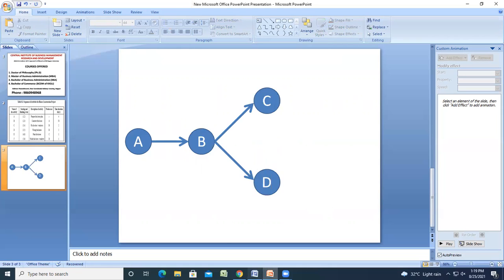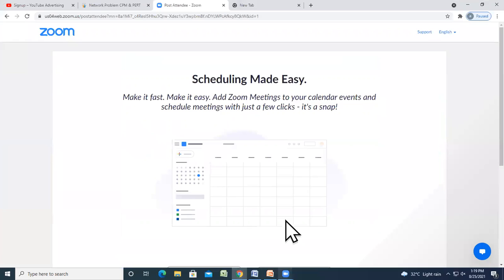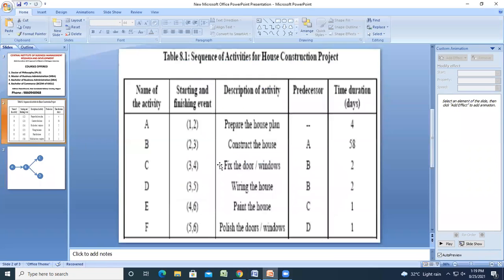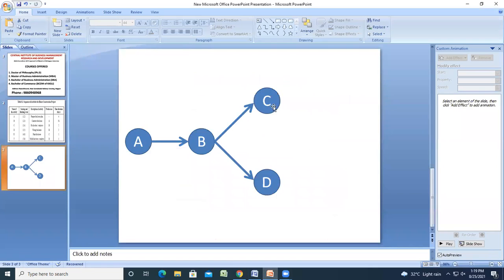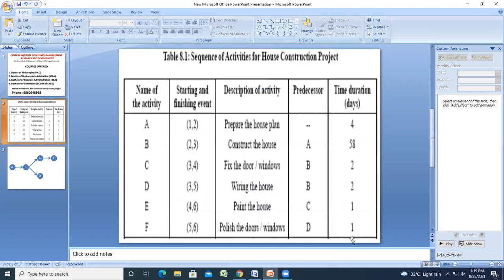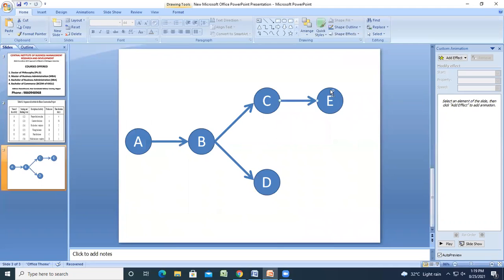Now, the next activity is activity E. Activity E is starting from activity C. So we have made activity E, which starts from activity C. Similarly, activity F is starting from activity D. So we will make activity F after activity D.